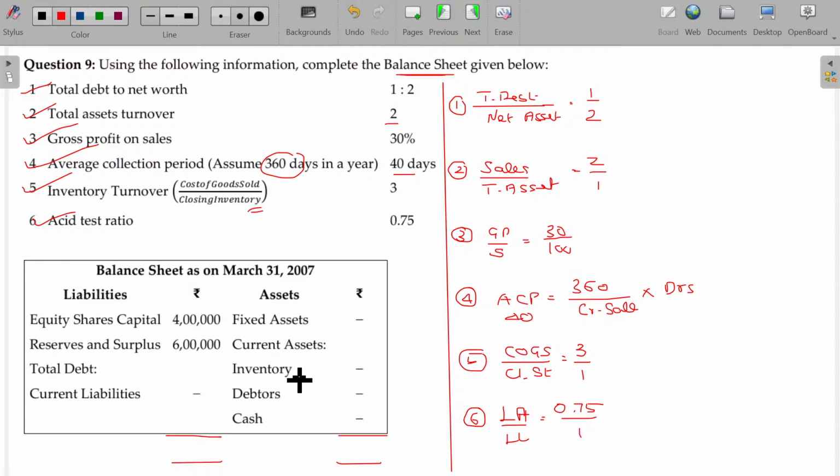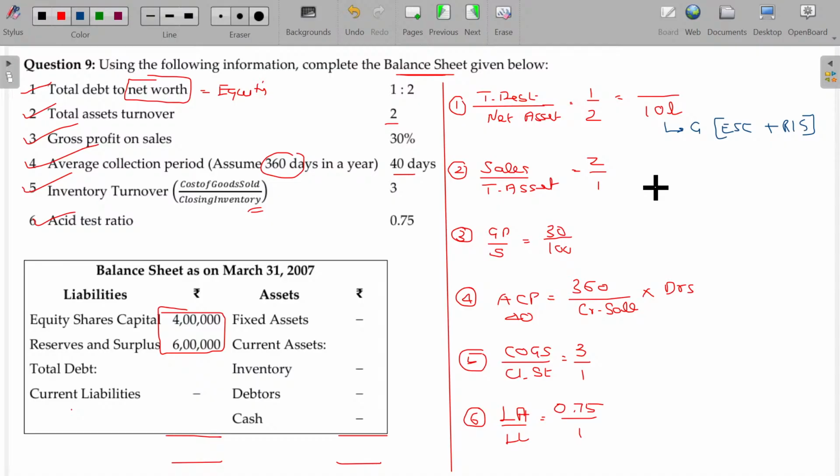Now, this net asset is otherwise called equity. Equity shareholders' funds in this case will be 10 lakhs. Total debt includes only current liabilities. We don't have long term debt. So here the net asset being 10 lakhs, this is nothing but equity share capital and reserves and surplus.